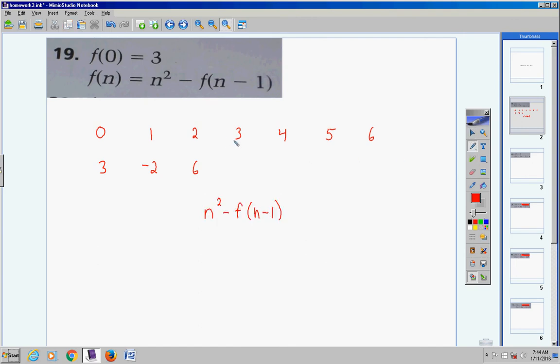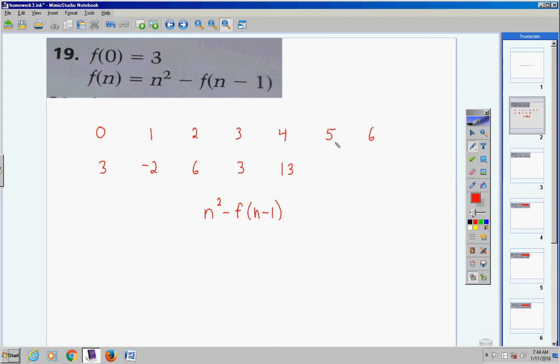Next value is 3. Put a 3 right here. 3 times 3 is 9. We'll put a 3 right here. 3 minus 1 is 2. So minus f of 2, and f of 2 is 6. 9 minus 6 is 3. Moving on to the next value. We're going to substitute 4 in. 4 squared is 16. Put a 4 right here. 4 minus 1 is 3. So it's 16 minus f of 3. f of 3 is 3. 16 minus 3 is 13.